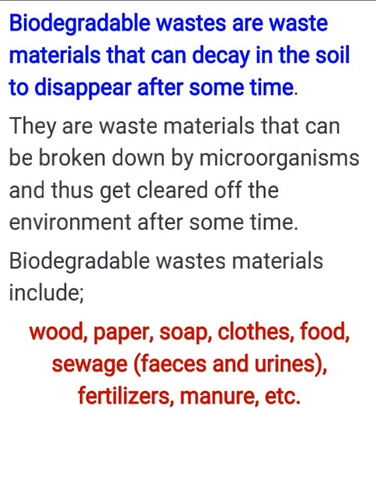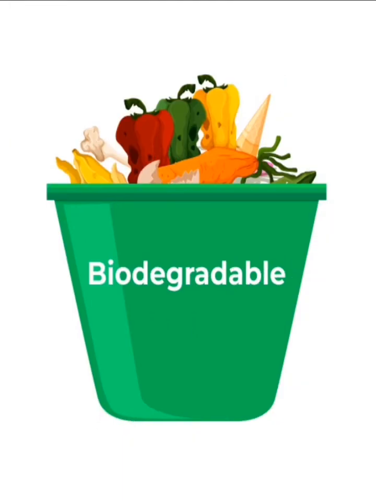Then we now come to an artistic impression of it. You can see this container is having waste materials from animal and plant sources. Yes, you can see them, fruits and others. When you dispose them, they get decomposed in the soil and get cleared off. So this container is carrying biodegradable waste, and by the time you release it to the environment, they get decomposed in the soil and get cleared off. You will not see them again.